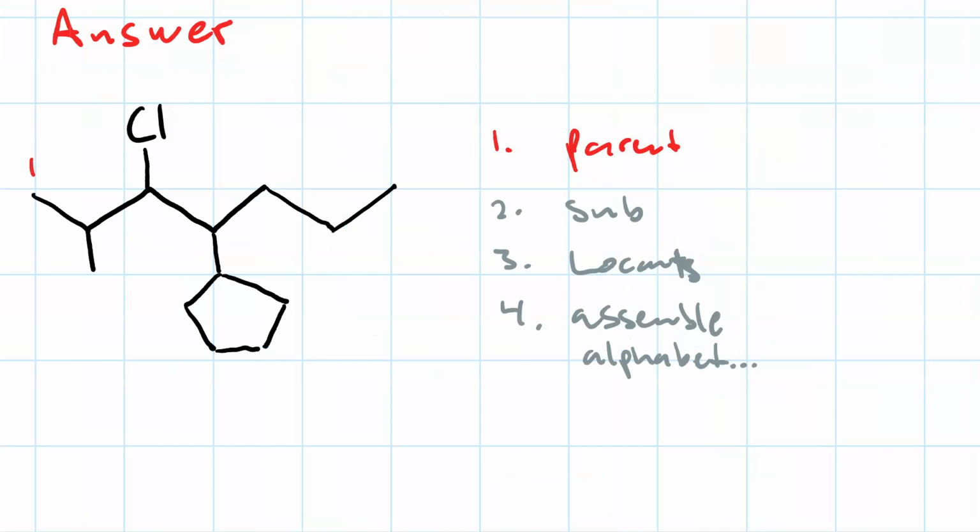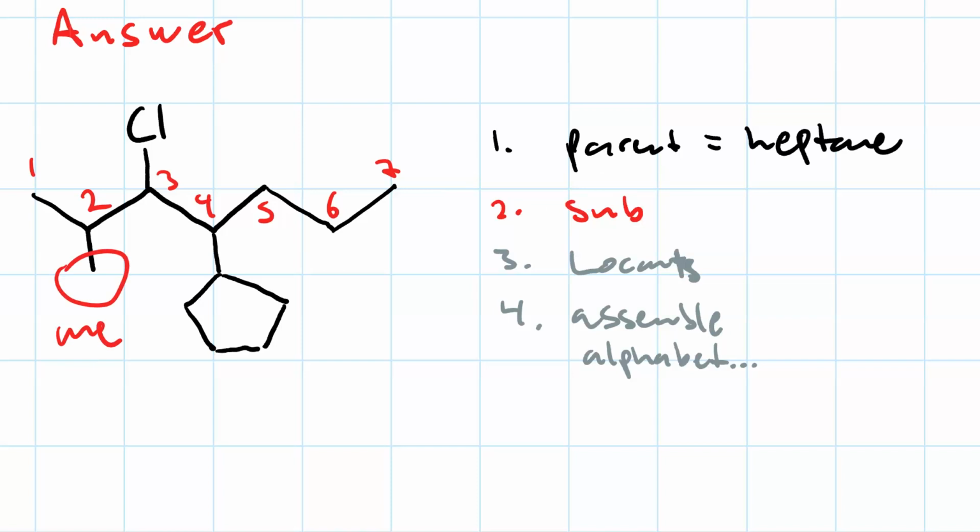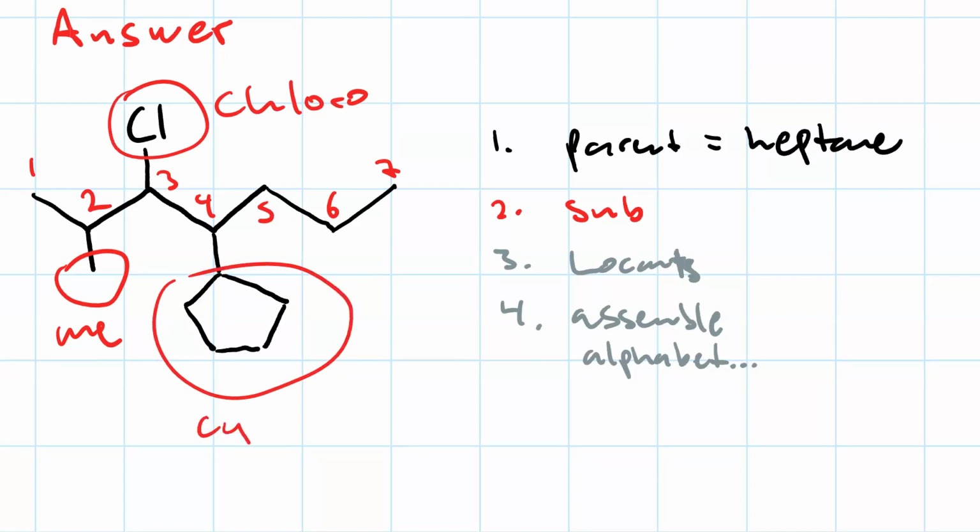If we number the straight chain as the parent, it'll be heptane. If we number the cyclic portion as the parent, it'll be cyclopentane. 7 is more than 5, so the parent is heptane. As far as the substituents go, we've got a methyl, a chloro, and a cyclopentyl.